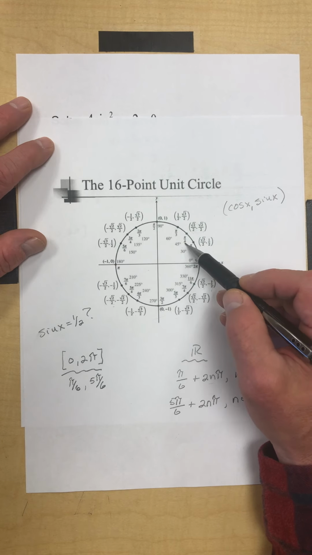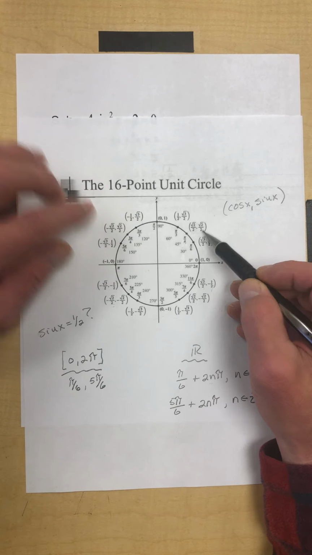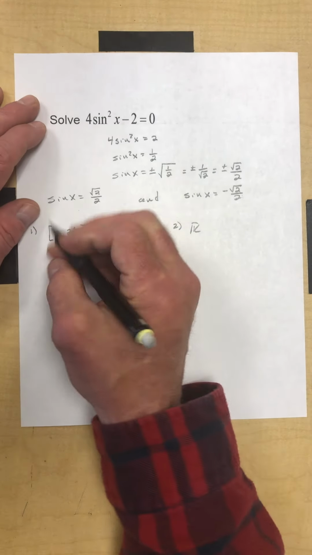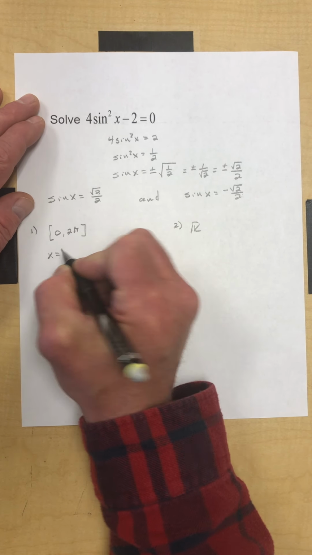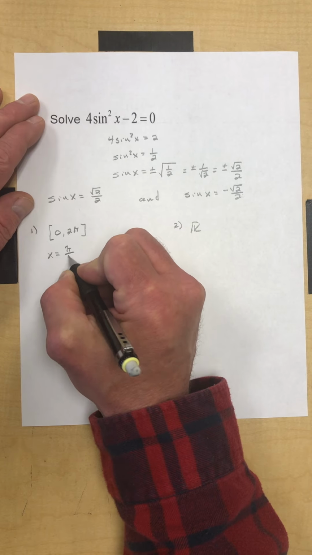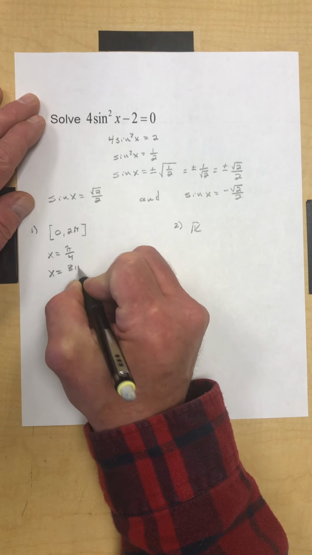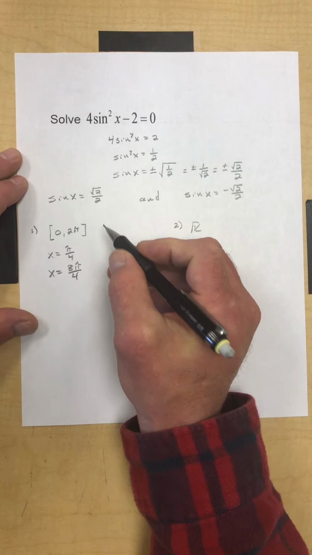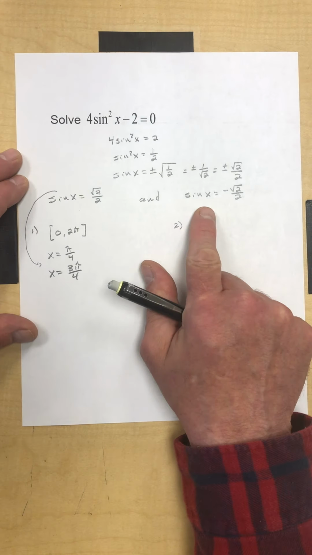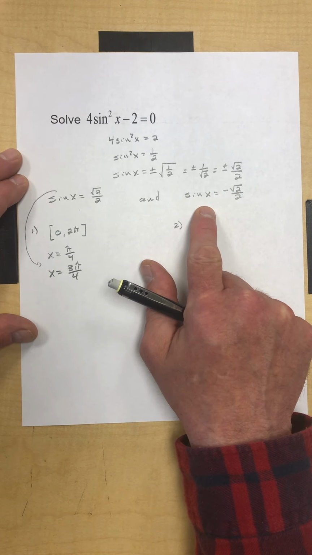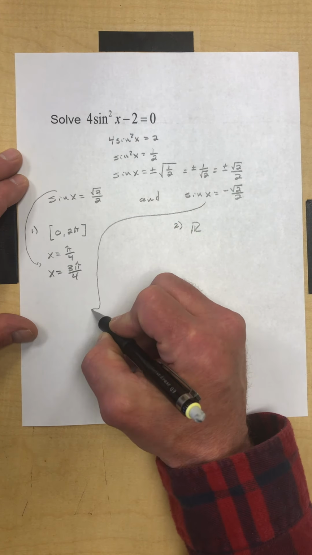That's going to happen here at pi over 4, and it's going to happen here at 3 pi over 4. So this would give us the solutions x equals pi over 4 and x equals 3 pi over 4. That comes from the positive radical 2 over 2 equation. But I still have to worry about the negative one. Where is that going to be?